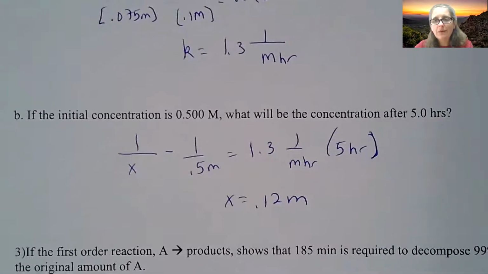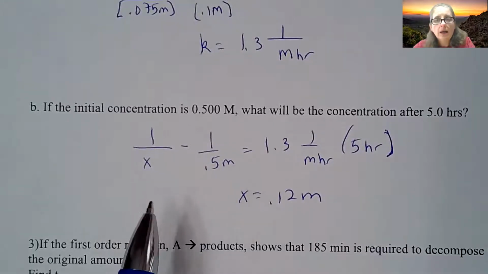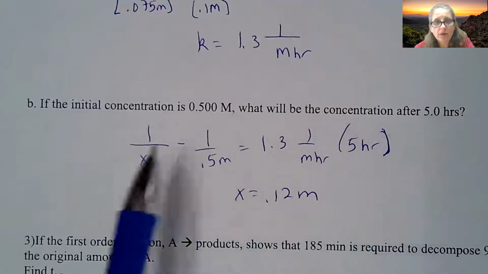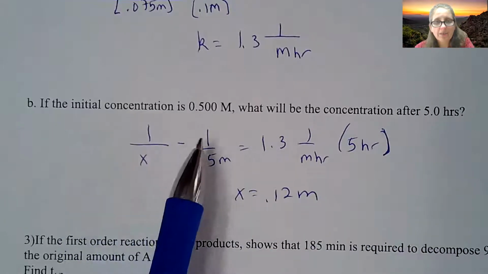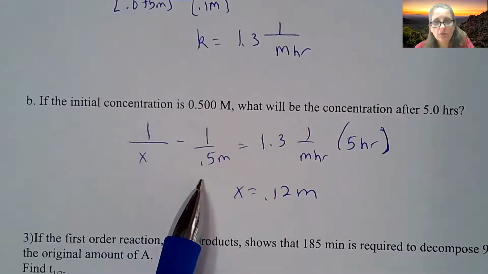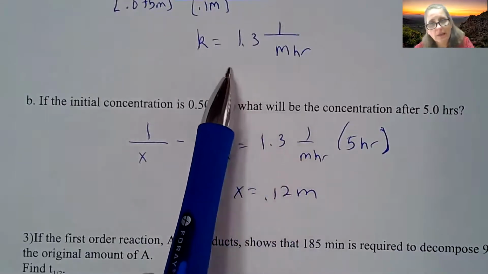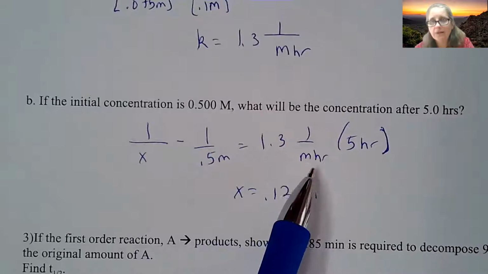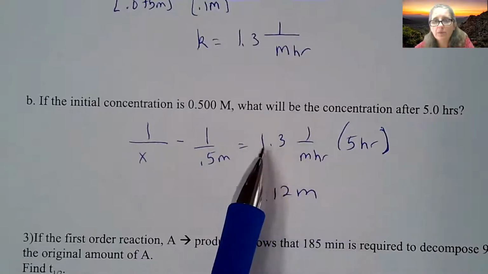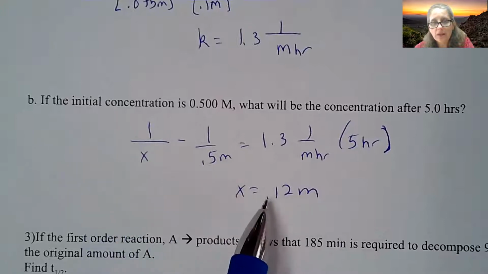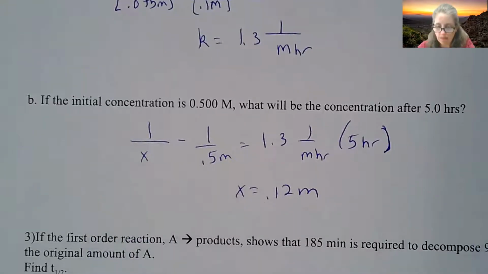So part B may be a little more tricky to set up. What is the final concentration after 5 hours? The final concentration is your X, minus your initial concentration, which is 0.5. And this is where you use the K. And again, if you don't get the K right, as long as you show me how you'd set it up, I will follow through with your math. So 1.3 times 5. X comes out to be about 0.12 molarity.